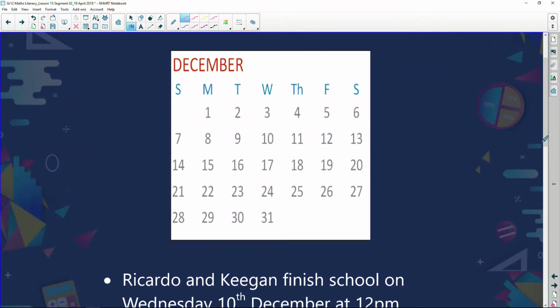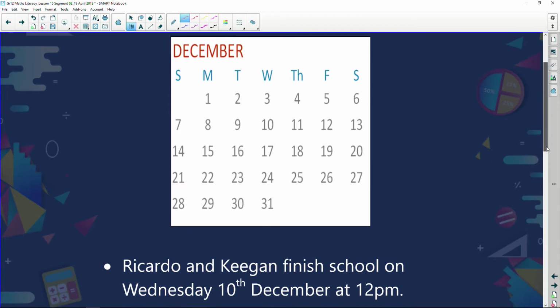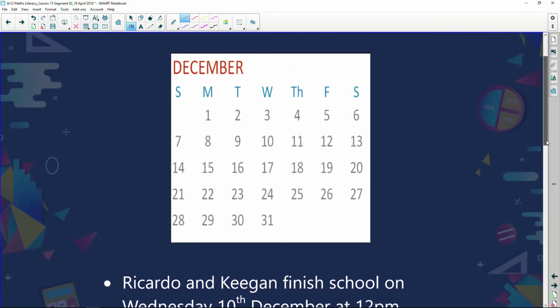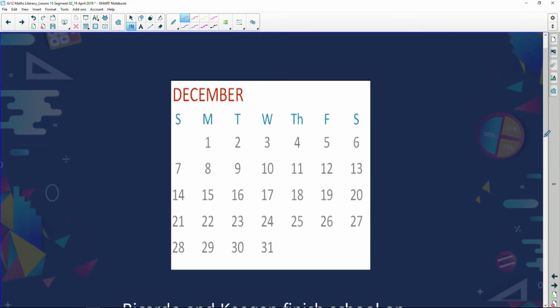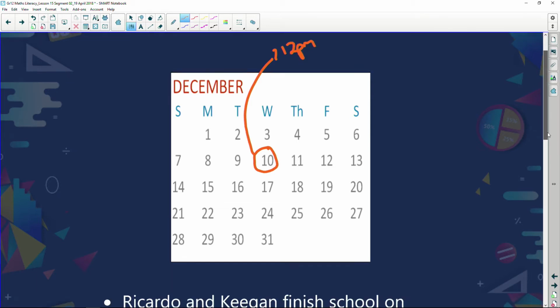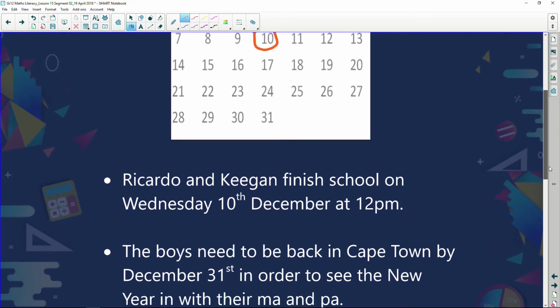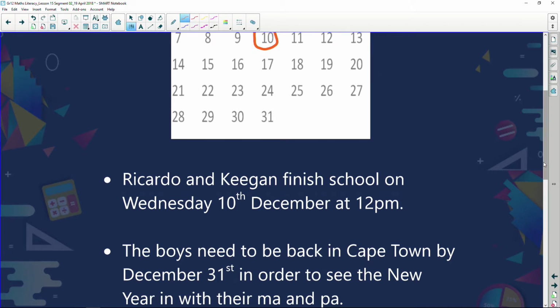So Ricardo and Keegan finished school on Wednesday the 10th of December at 12 p.m. So Wednesday the 10th at 12 p.m. they finish school. All right, so they want to get on a train as quick as possible. But the boys need to be back in Cape Town by December the 31st. And that's when they must be back. Okay? Must be back. Right.